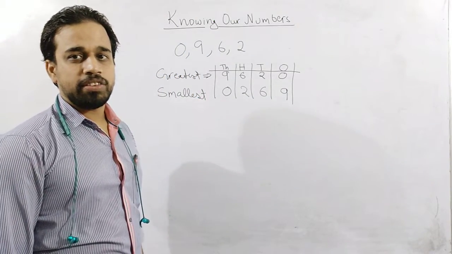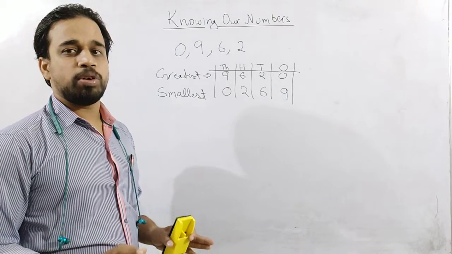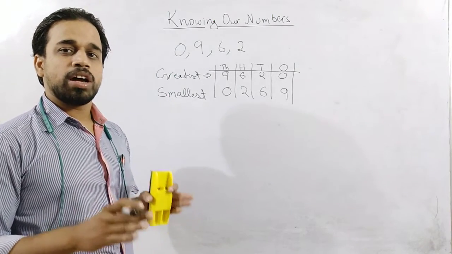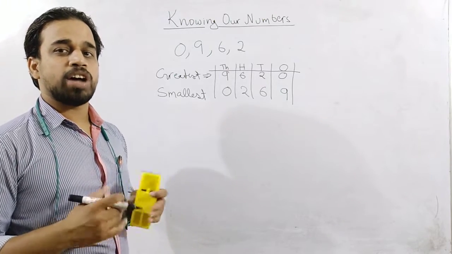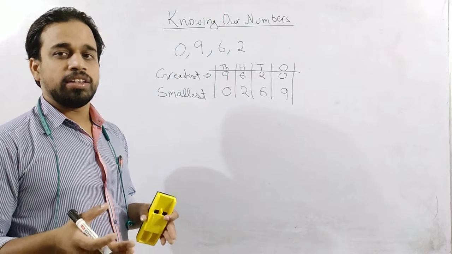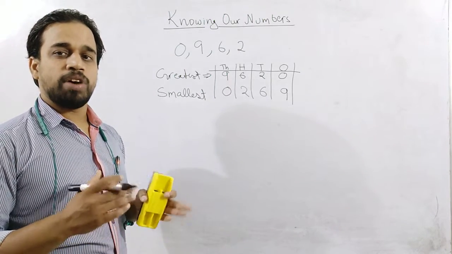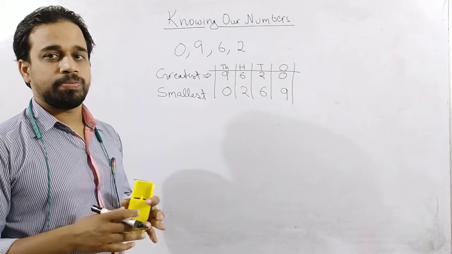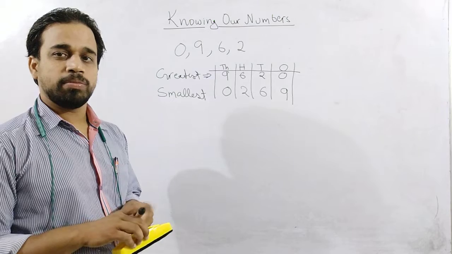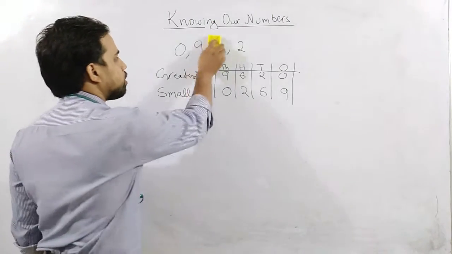I hope you are getting this. It's very easy. You just have to remember which number comes first and which comes after. The number that comes after is always greater than the number that comes first. For example, 1 is smaller than 2 and 2 comes after 1. I hope you are getting this. Should we continue? Let's see.